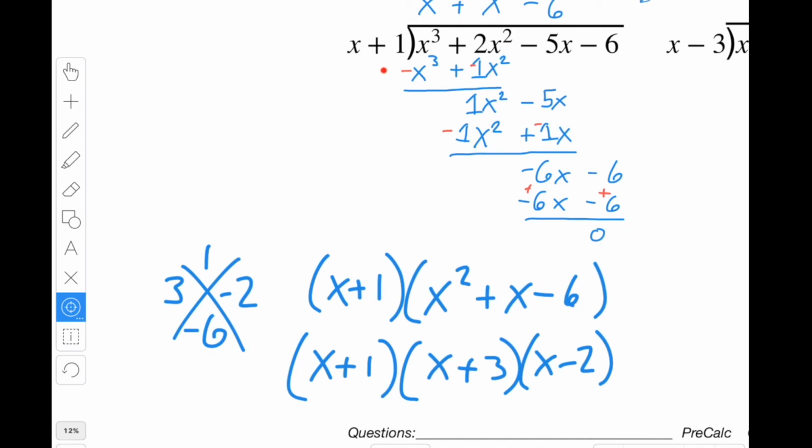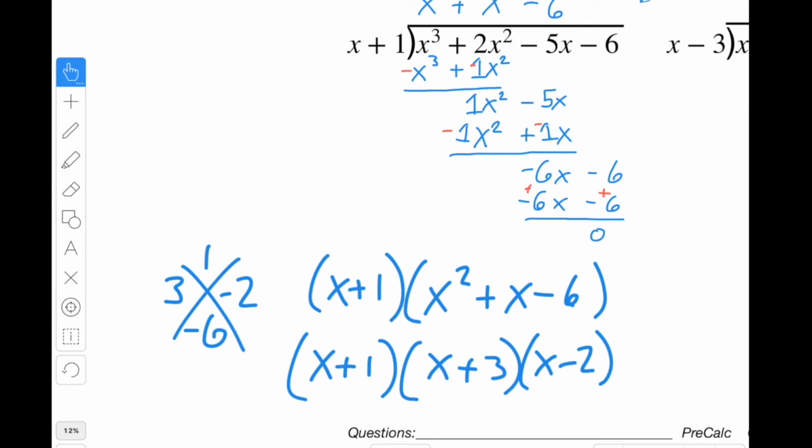So we had to kind of guess that one of the terms would be x plus 1, and because we had gotten a remainder, our guess was correct. We were able to factor out x plus 1, and then once we got it down to a quadratic, we know how to factor those. So this is how you split it up into factored form.